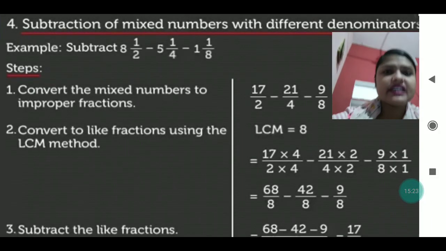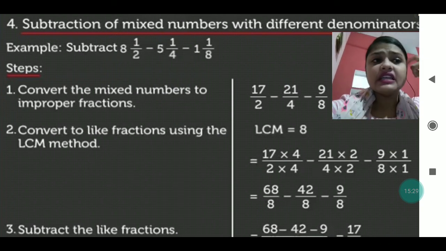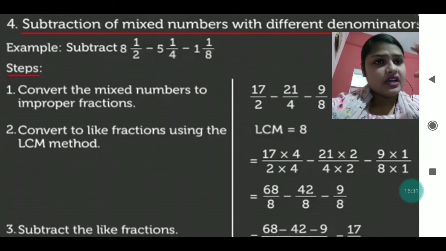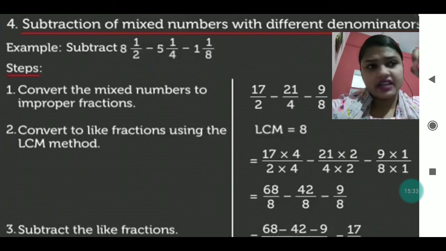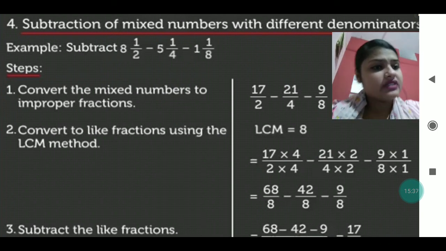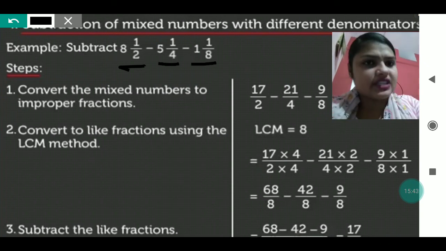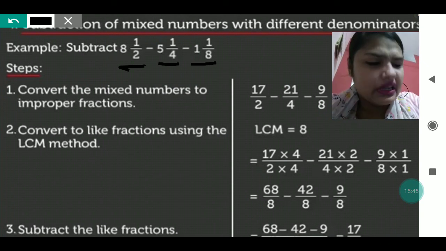Now just see, here it is written subtraction of mixed numbers with different denominators. We were doing the subtraction of unlike fractions, but it was not in mixed numbers. Here it is a mixed number. So what do we have to do? The same rule is applied. First we will change all the mixed numbers into improper fractions. And for changing it, what is the rule?